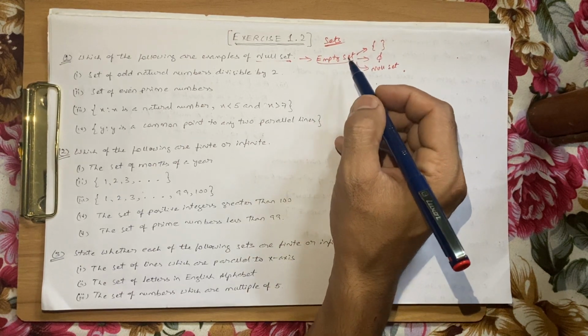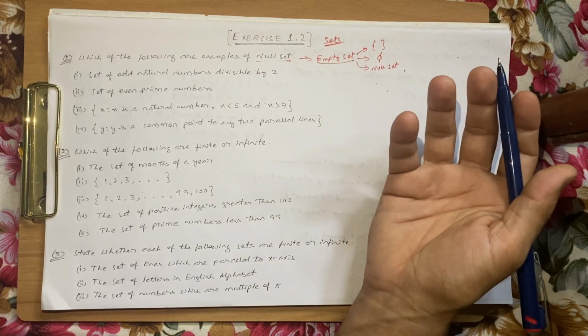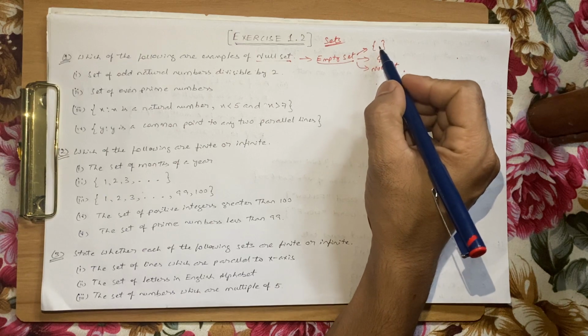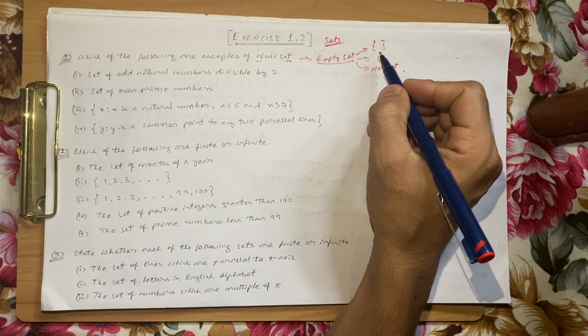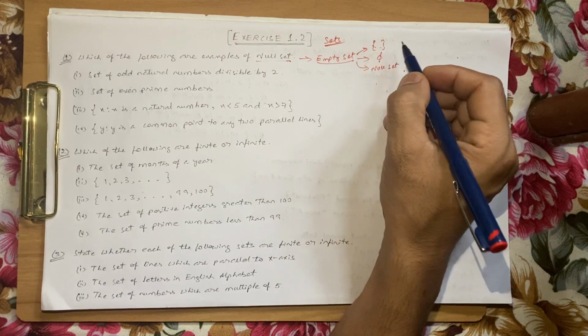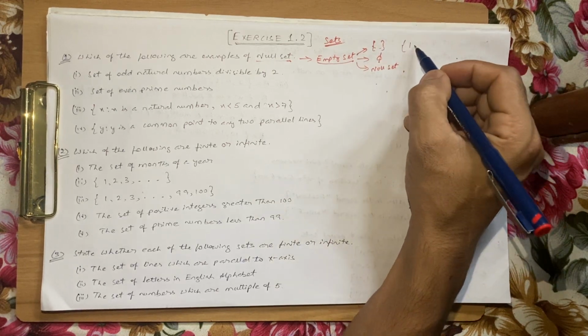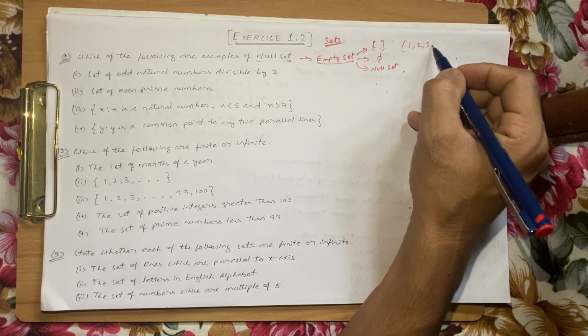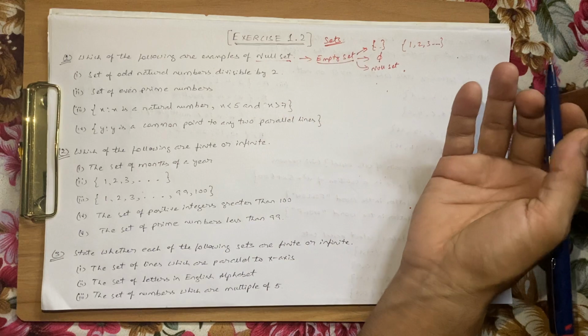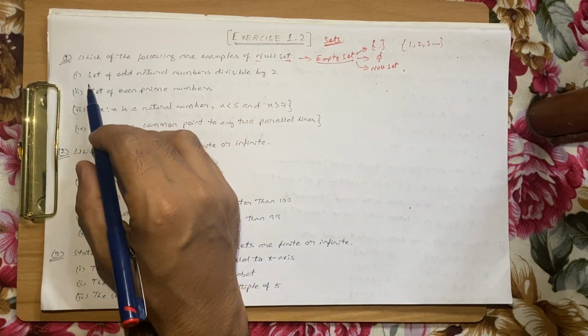An empty set means a set which has no elements inside it. That's why, see, this is a blank space that we have kept in between two curly brackets. Otherwise, if there were some elements, like 1, 2, 3, then we would have written down the elements. But since empty set means empty, so no elements. Now let's see the first one.